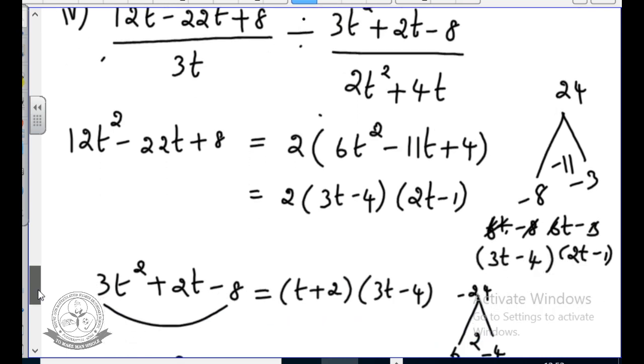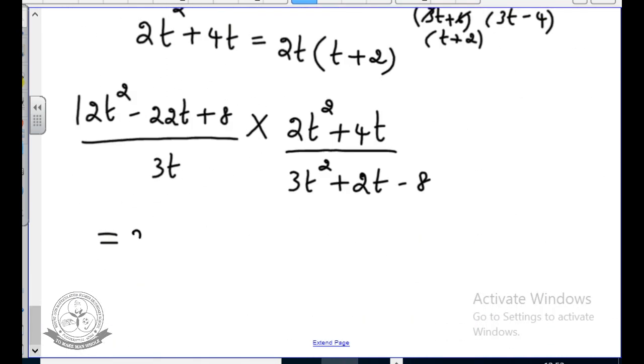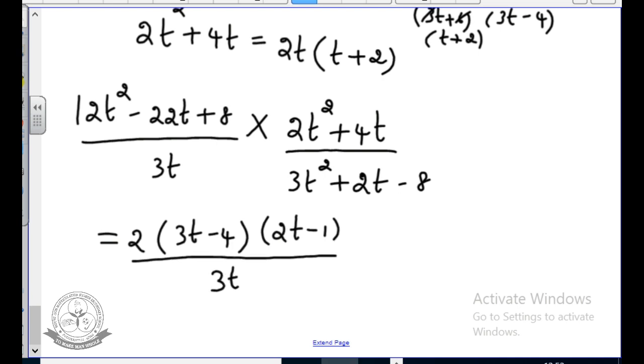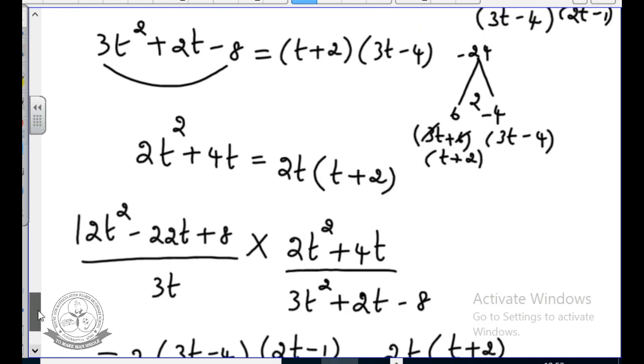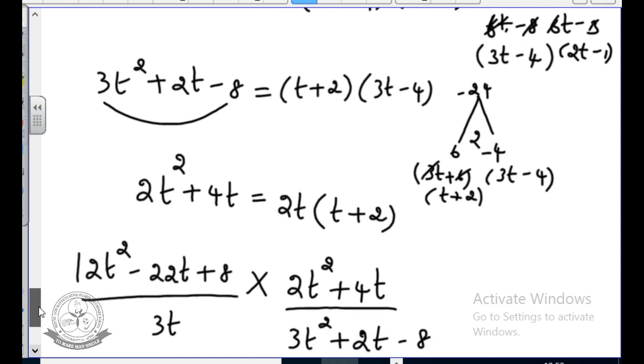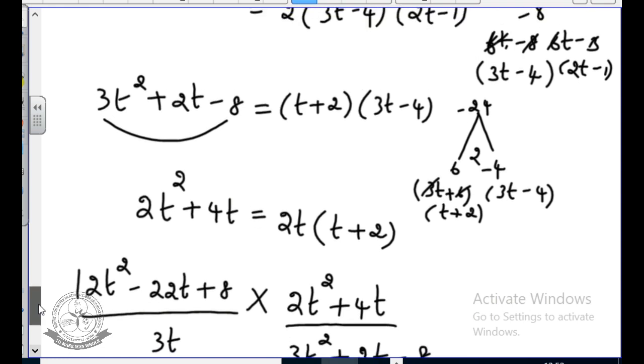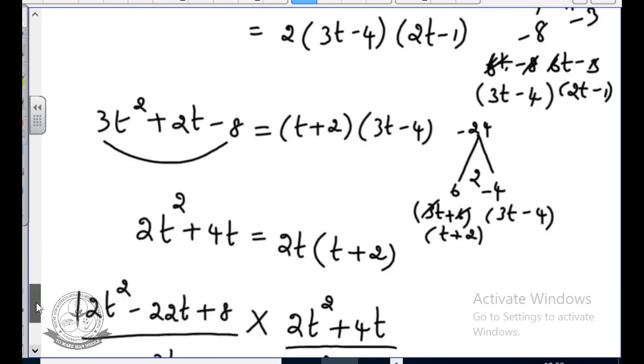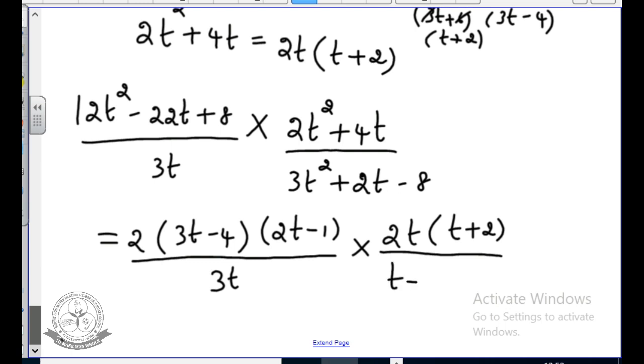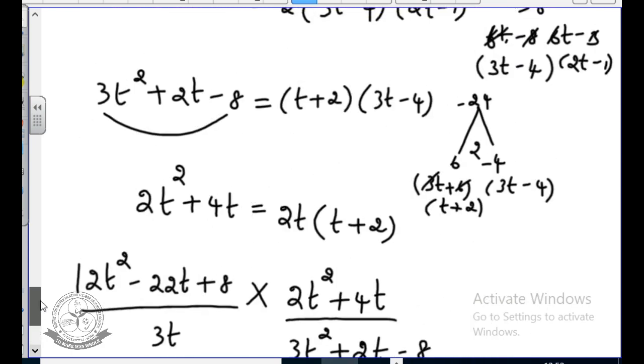2 into 3t minus 4 into 2t minus 1, divided by 3t, multiplied by 2t into t plus 2, divided by t plus 2 into 3t minus 4.